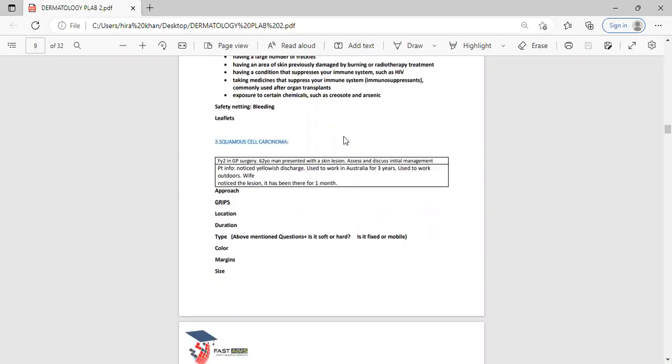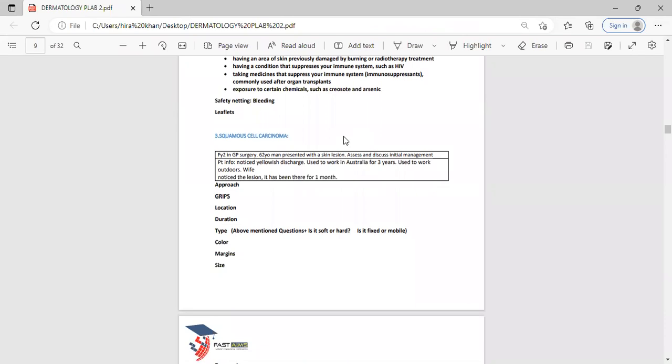So the next is the squamous cell carcinoma. Anybody of you want to practice? Because it's the same as basal cell carcinoma. So anybody wants to practice? Anyone?